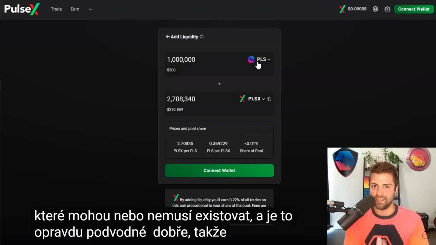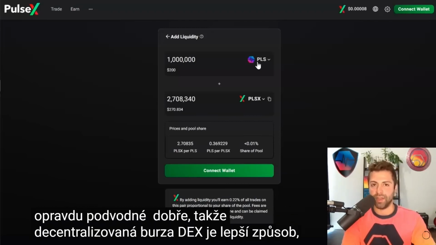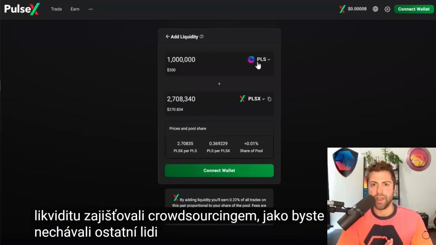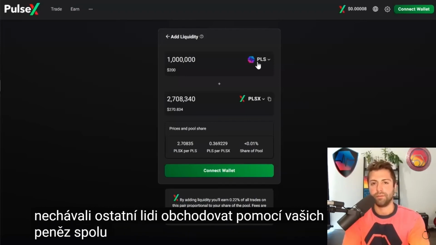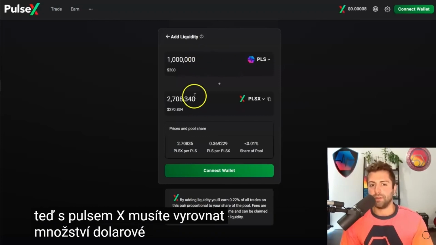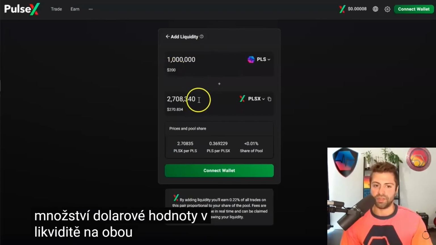So a DEX, a decentralized exchange, is a better way. Just think of it like you're crowdsourcing the liquidity, like you're letting other people trade using your money along with everybody else's, okay? Now with PulseX, you have to put up an even amount of dollar value in liquidity on both sides of the equation.